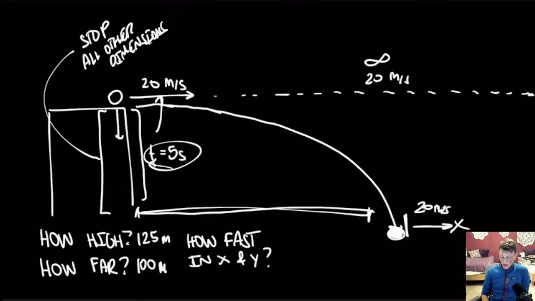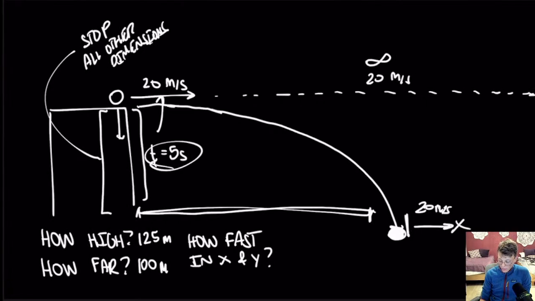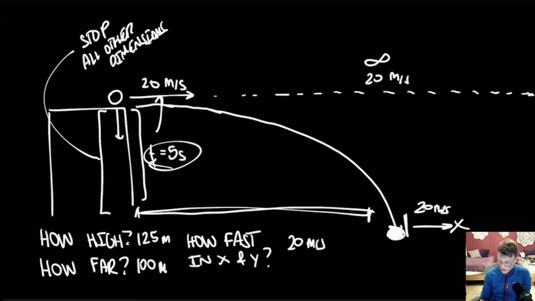100 meters. Now, how fast in the X and the Y directions were we going when we hit this particular point? This is actually pretty easy in the X direction, because it's just 20 meters per second. Remember, there's nothing speeding it up or slowing it down. So that is going to be 20 meters per second for infinity until it actually gets stopped. So right before it hits, Vx will be equal to 20 meters per second.